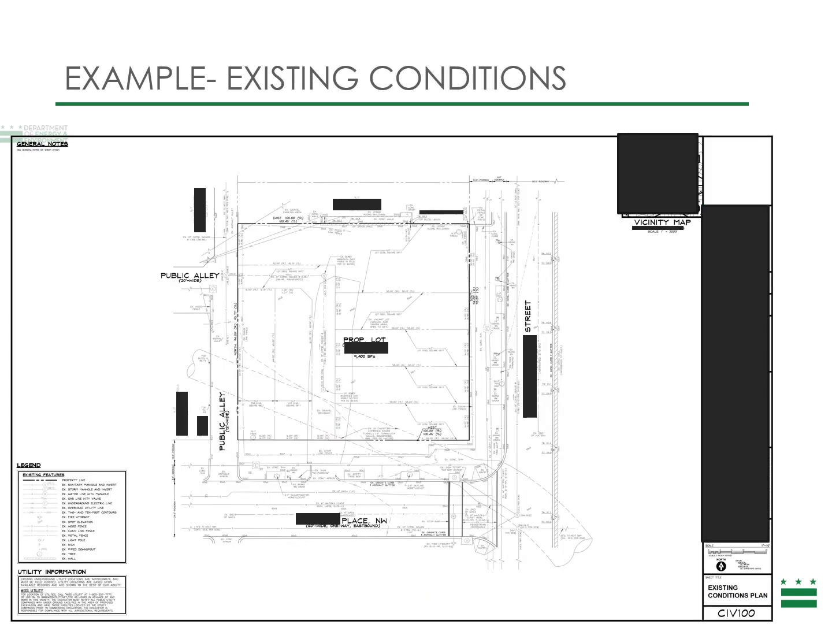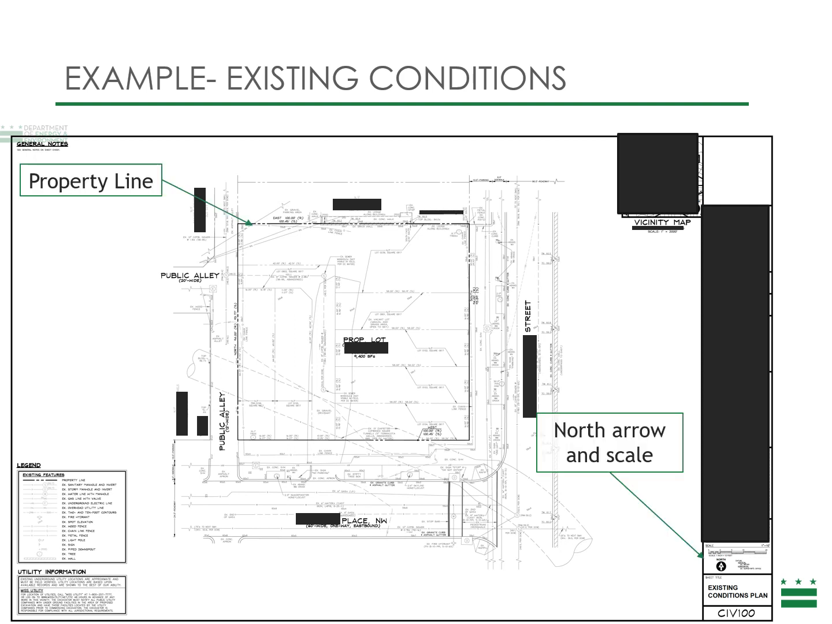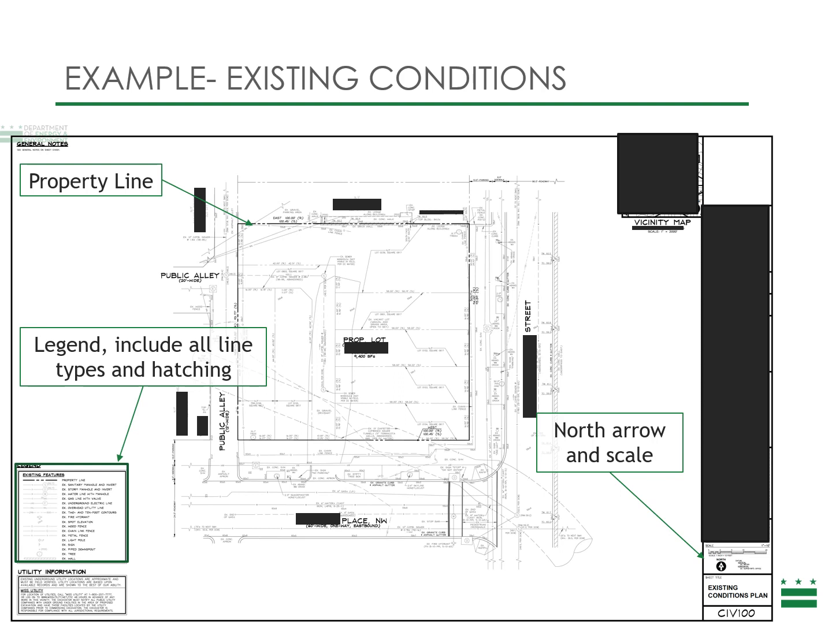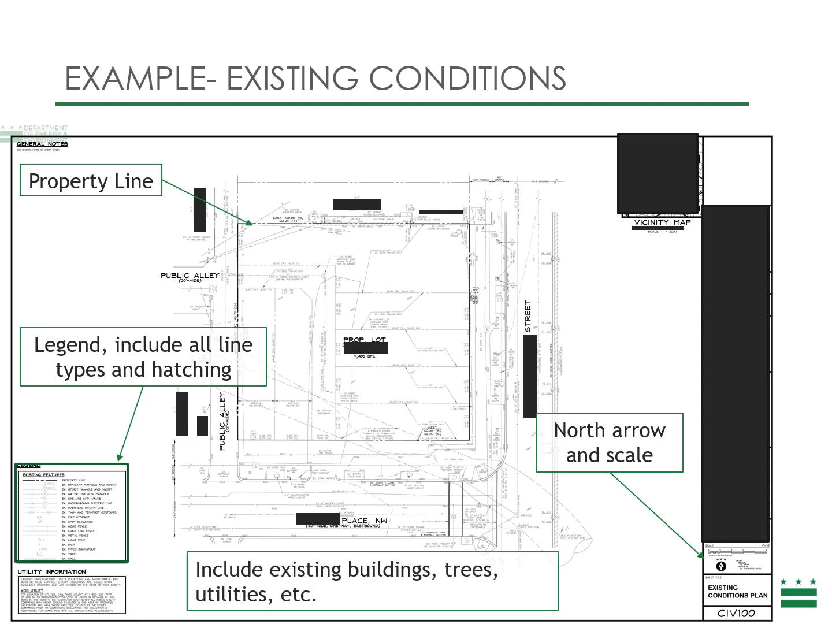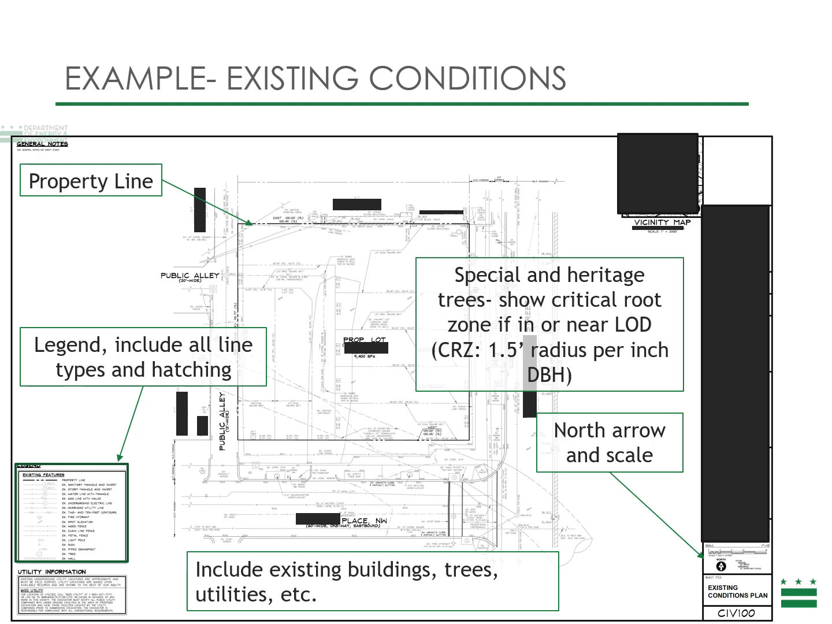So the next sheet typically is the existing conditions. You should show the property line on this sheet, the north arrow and scale, legends including all line types and hatching, and include existing buildings, trees, utilities, and other important infrastructure around the LOD. If there are special and heritage trees around, you have to show the critical root zone, which is 1.5 feet radius per inch of diameter breast height. And this is if a special or heritage tree is in or near the LOD.